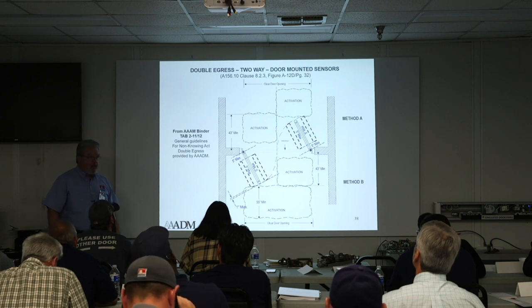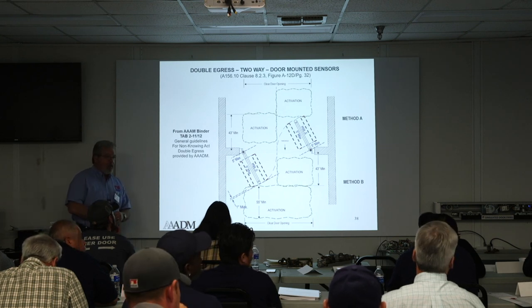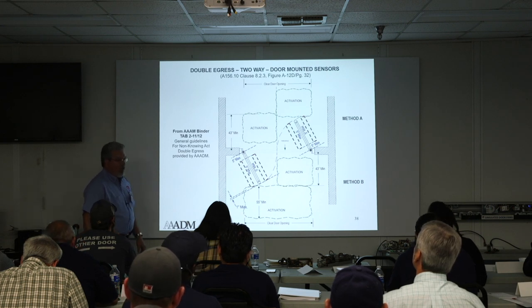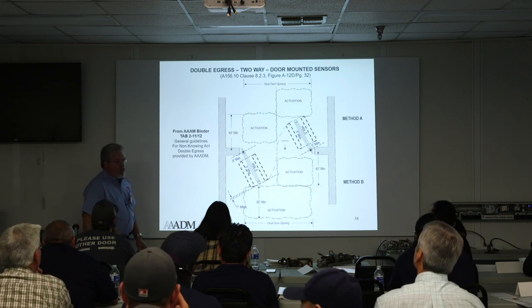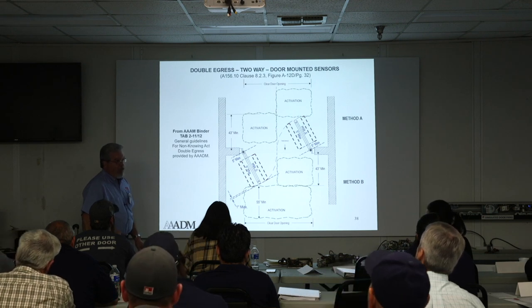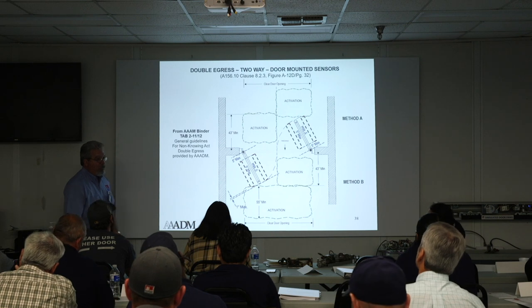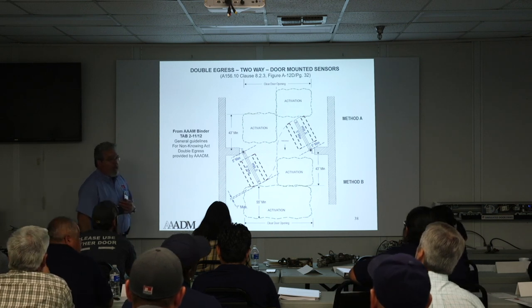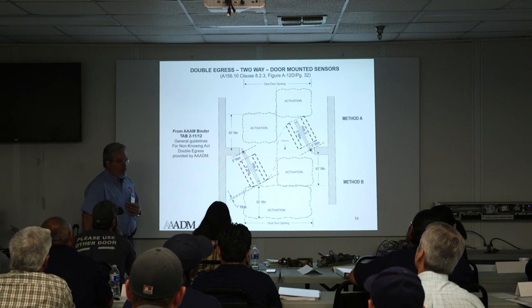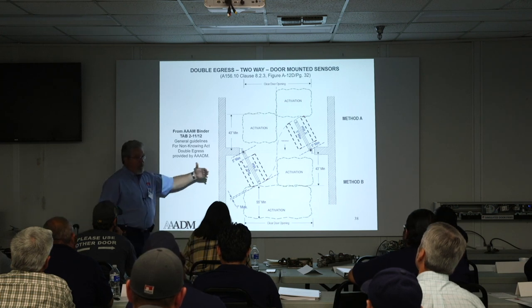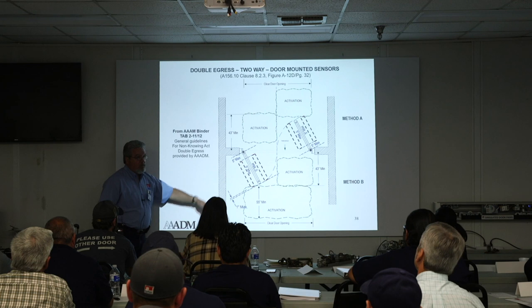Any more questions? Yes, sir. When is it preferred to use a door-mounted versus an overhead? That's really a distributor's choice. An architect may specify it to be a certain way. A customer may specify it to be a certain way. If you're asking my personal opinion, with today's really good door-mounted sensors, I'd probably recommend door-mounted sensors on a double egress pair like that.